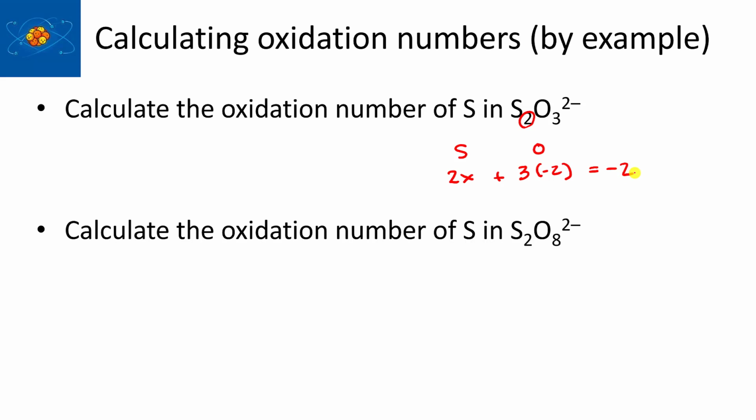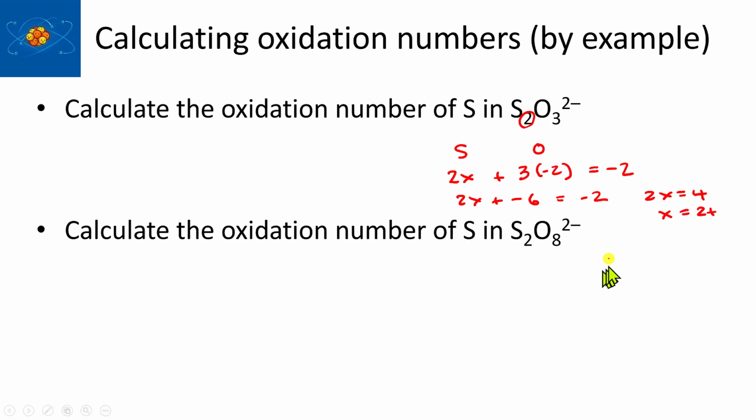So what I'll do is I'll say 2x plus minus 6 is equal to minus 2. Sorry, I don't know where I got minus 4 from. Then I'm going to add 6 to both sides, so I'll get 2x is equal to 4. And each sulfur has a 2 plus oxidation state, if I did my algebra correctly.